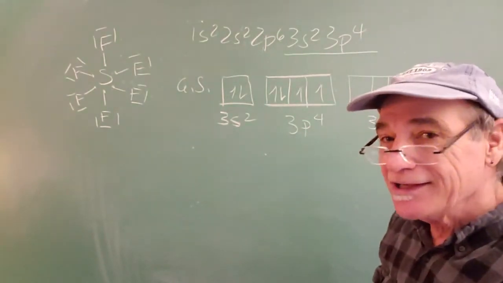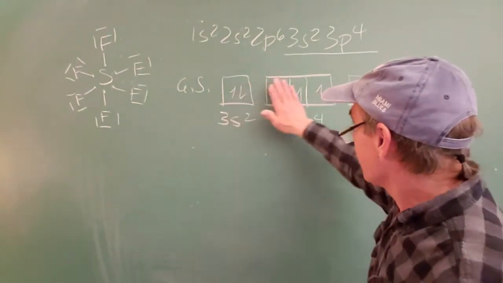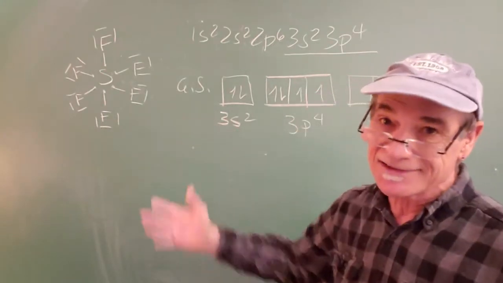Well, apparently I'm going to need some of these because I need as many hybrid orbitals as I have legs, and I've got 6 legs.